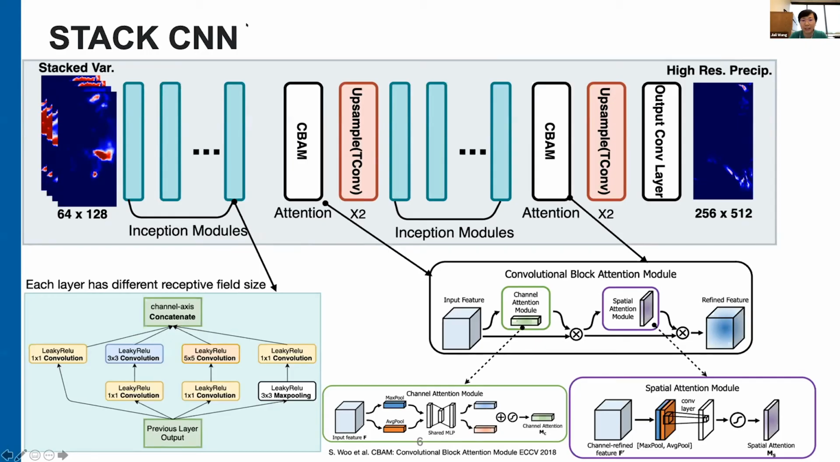And the second technique is attention, where we use both spatial attention and channel attention. For the spatial attention, we're tackling the data sparsity problem, where we give higher weights to the larger values. And for the channel attention, we look at the relative importance of each data set. Next slide, please.